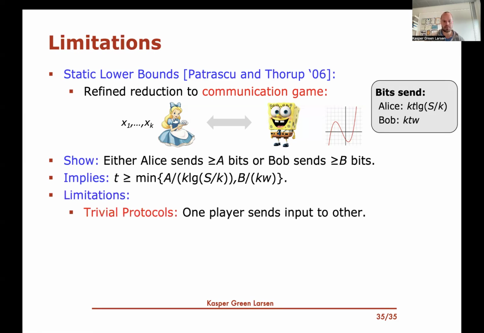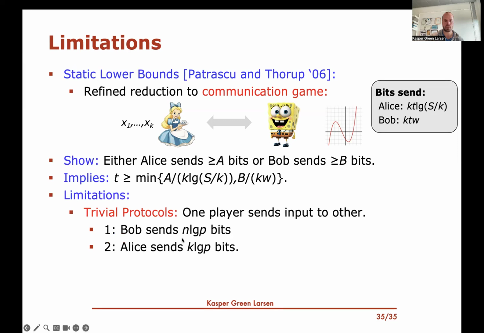So what are the limitations? We always have these trivial protocols where one player sends the entire input to the other, and then you can solve the communication game. We can never hope to prove that B is larger than n log P or A is larger than K log P. So there's always a protocol where Bob sends n log P bits, so we can never hope to prove any higher lower bound than this on Bob's communication. We can never hope to prove that Alice is supposed to send more than K log P bits.